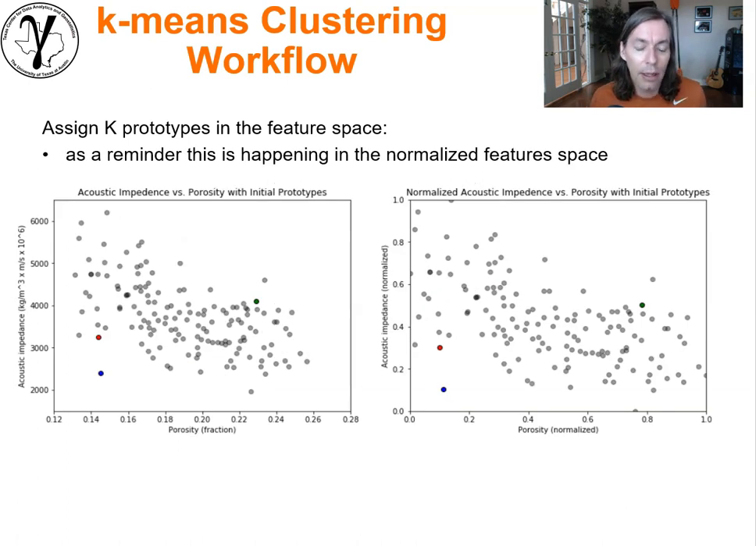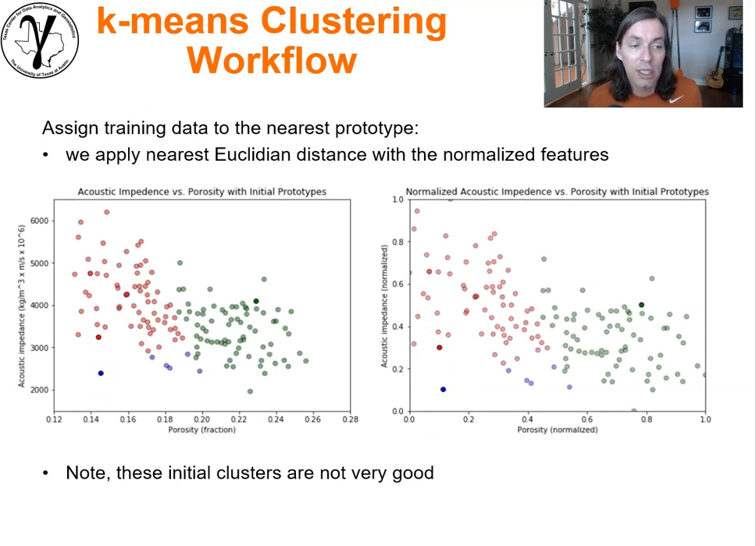Now, what we'll do from now on, so people can visualize and understand what's going on, is I'll display the data in the original feature space, original units of acoustic impedance and porosity, and in the normalized space, porosity and acoustic impedance. And so here we go. We got our prototypes, blue, red, and green. 3 of them. You can see that. Okay. Now what we're going to do is assign all of the training data to the nearest prototype using our measure of distance that we discussed before. This is iteration number 1 of our clusters.